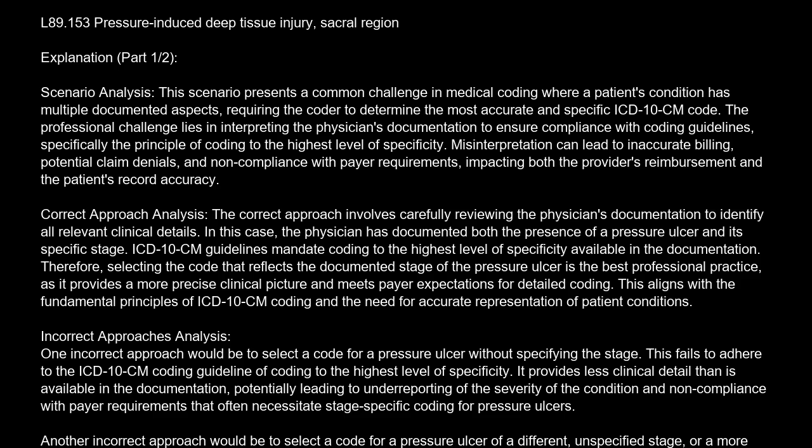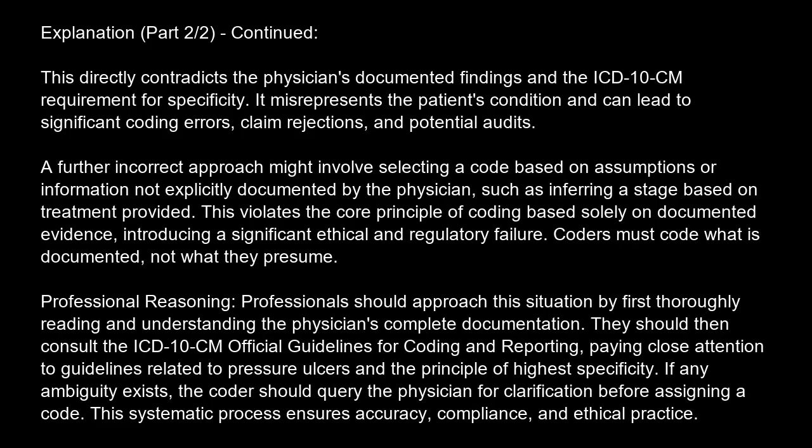Another incorrect approach would be to select a code for a pressure ulcer of a different, unspecified stage or a more general category if a specific stage is documented. This directly contradicts the physician's documented findings and the ICD-10-CM requirement for specificity. It misrepresents the patient's condition and can lead to significant coding errors, claim rejections, and potential audits.